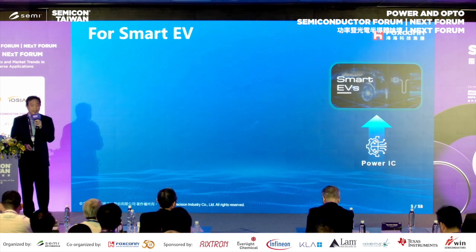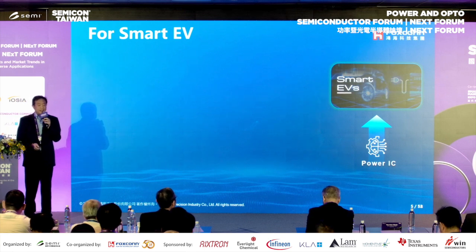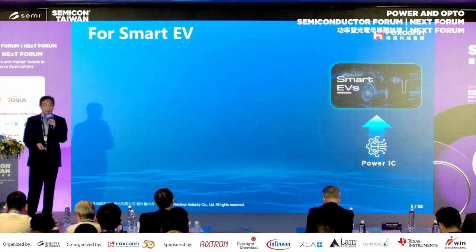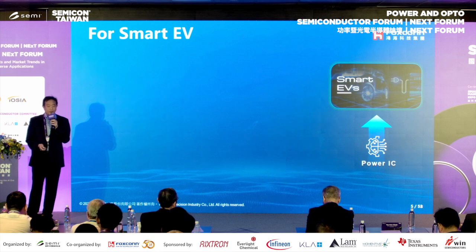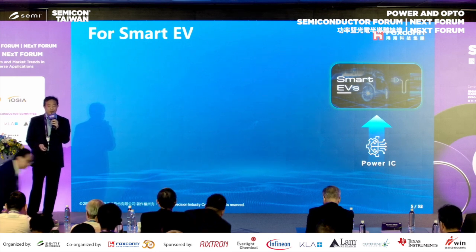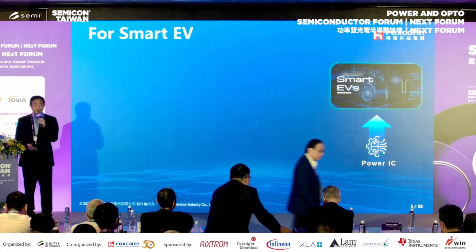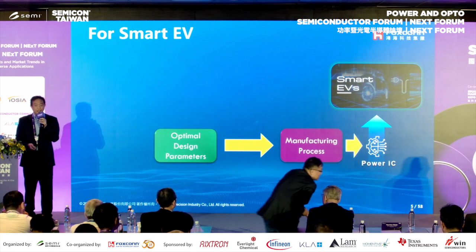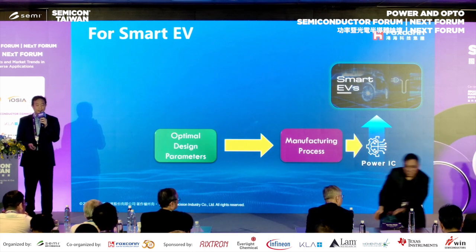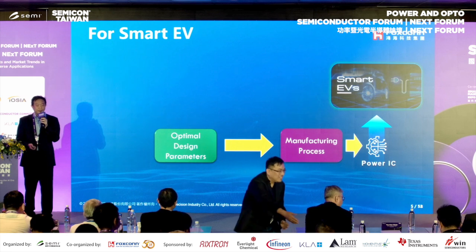However, semiconductor technology is fundamental for all of this. Take smart EV as an example. In order to have a good and safe EV, we need good and reliable power ICs. One of the important characteristics of a reliable IC is high breakdown voltage. Good design parameters with a good manufacturing process will generate desirable power ICs with high breakdown voltage.